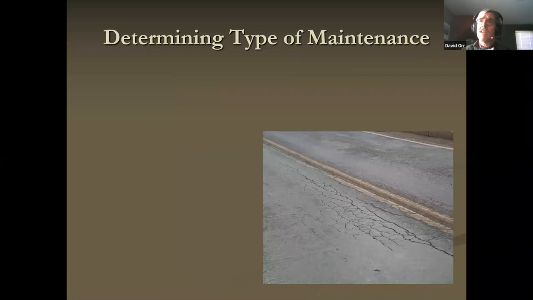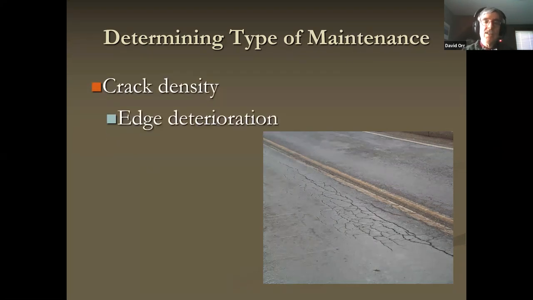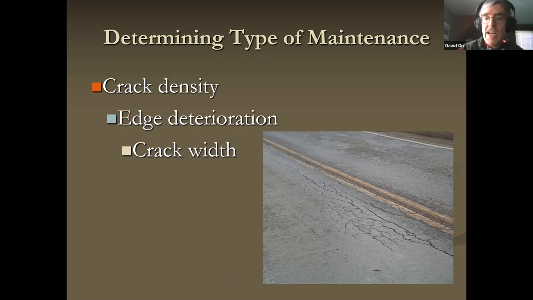Now, in terms of determining the type of maintenance, whether I should be doing a crack repair or not, we look at three things. We look at the crack density, we look at the edge deterioration, and we look at the crack width, okay? Now, sometimes if I'm not sure about the crack width, what I'll do is look at all the cracks and imagine if I brought all these cracks together, if I squeezed it all into one big crack, how wide would that crack be? That's a way to help you figure out if you're not sure about the crack density. But the crack density is essentially saying, if there's a lot of parallel cracks like we see here, this is not a candidate for crack repairs. This is a candidate for a patch or something more extensive.